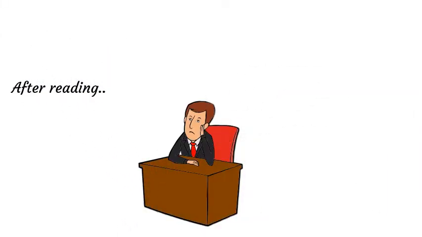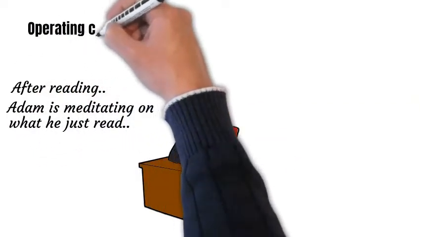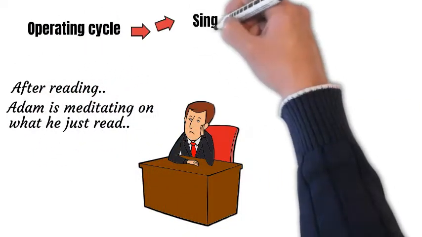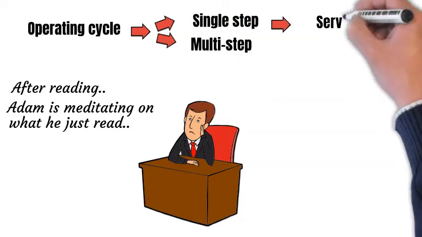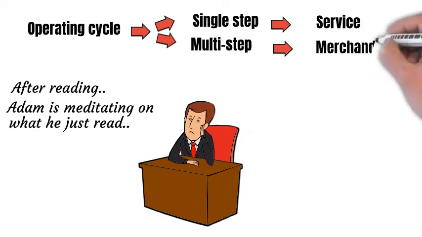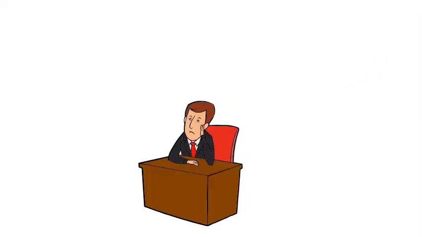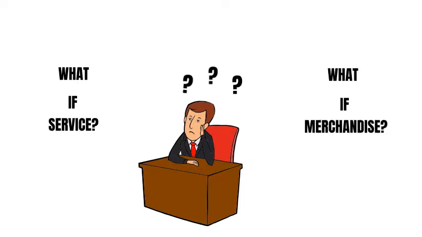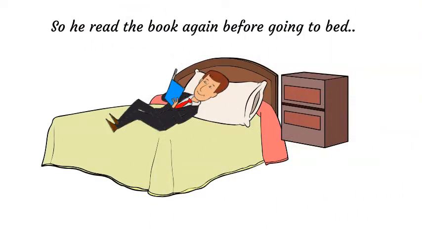After reading, Adam is meditating on what he just read. Operating cycle. Single step. Multi-step. Service. Merchandise. What if service? What if merchandise? Adam was a bit confused. So he read the book again before going to bed.